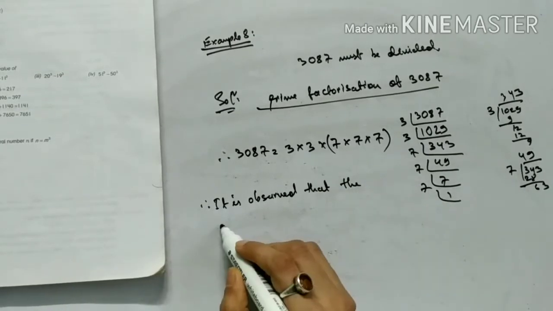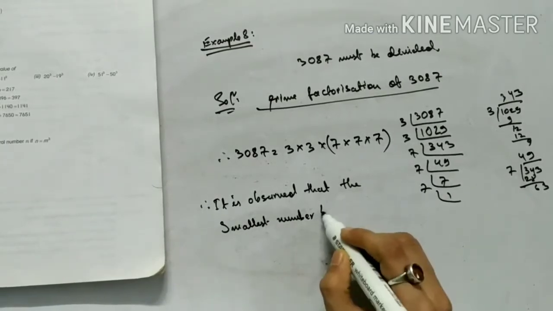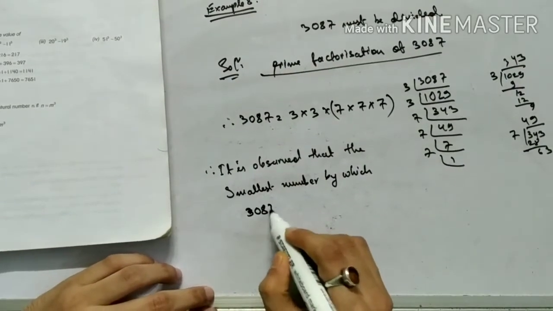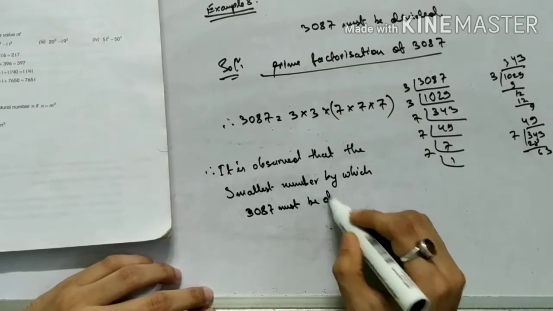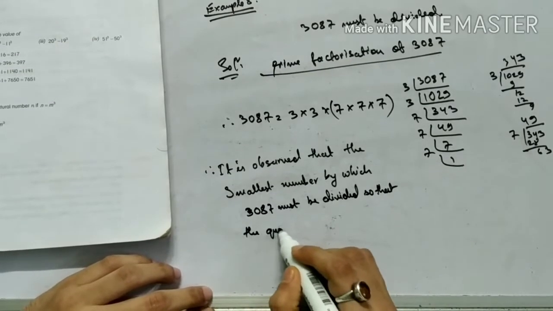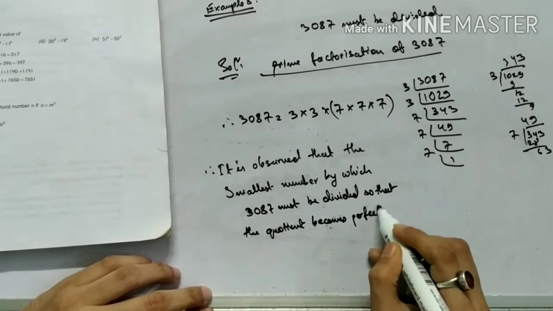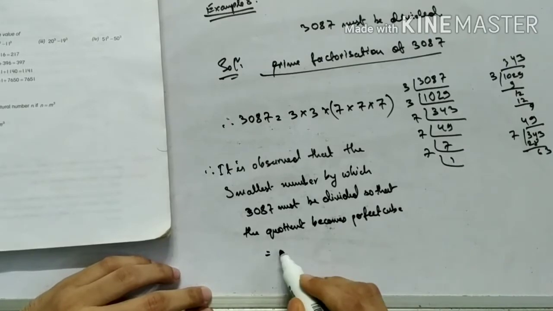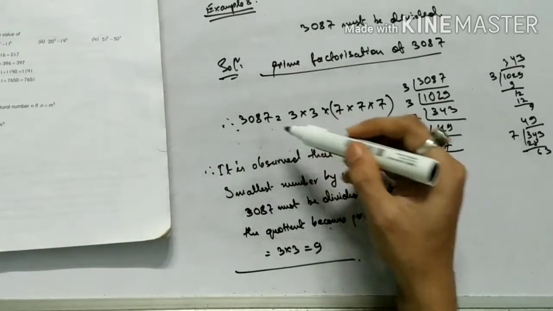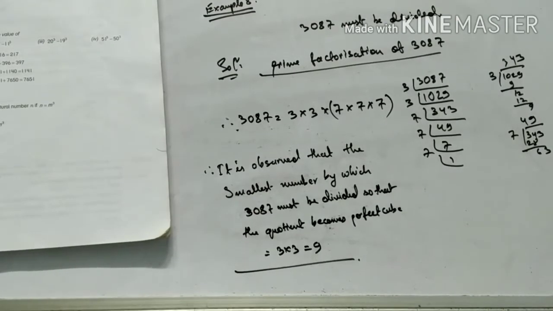that the smallest number by which 3087 must be divided so that the quotient becomes a perfect cube, it is equals to 3 into 3, that is equals to 9. This is our answer. So if I divide 3087 by 9, then our quotient will become a perfect cube. Understand?